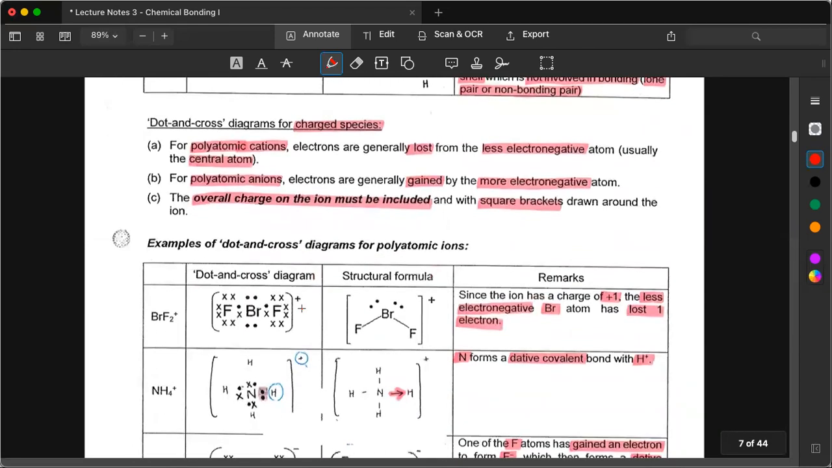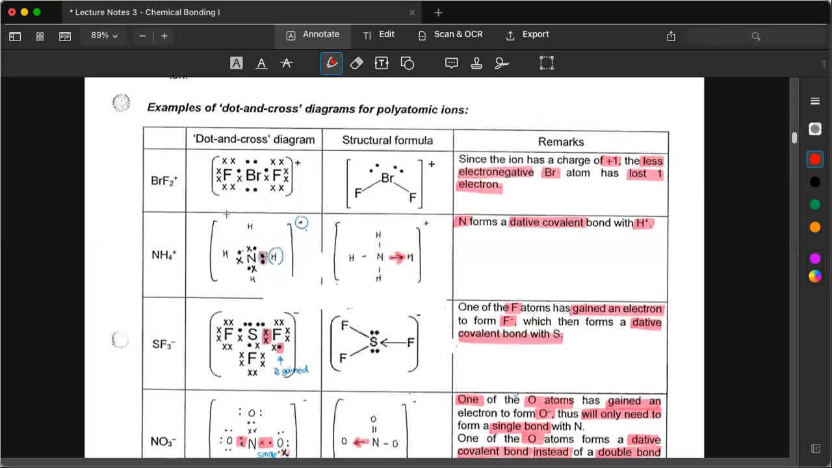Now, let's move on to dot and cross diagrams for charged species. For polyatomic cations, the electrons are in general lost from the less electronegative atom, since they are not holding on to the electrons strongly. And they are usually the central atom. For polyatomic anions, the electrons are generally gained by the more electronegative atom. And for charged species, we need to include the overall charge on the ion with square brackets drawn around the ion. So these are the examples, BrF2+.